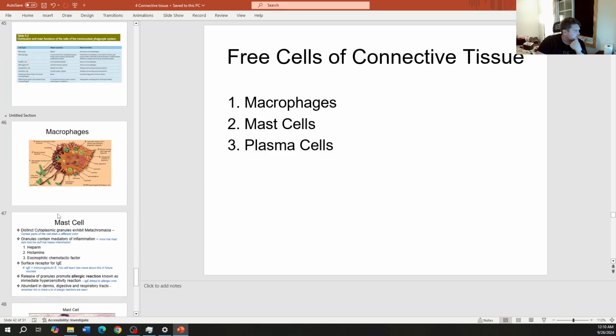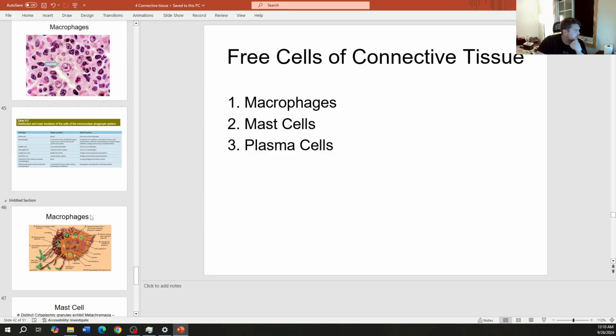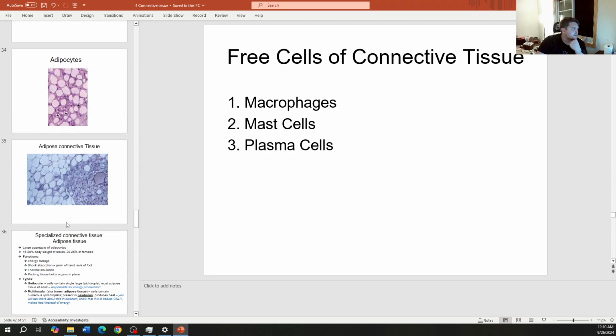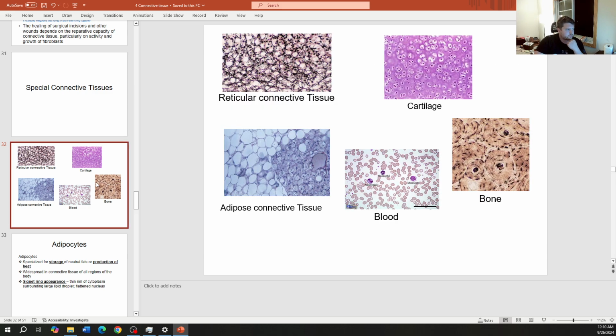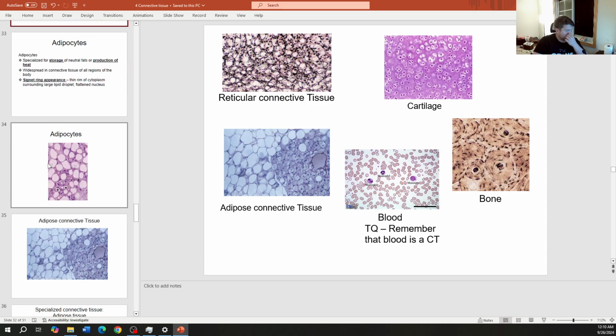Interesting, we didn't talk about... I don't see any slides specifically for blood and for bone. Most commonly a test question is just that blood is a connective tissue. That's pretty much all they want you to remember as far as this class goes. And then bone as well.